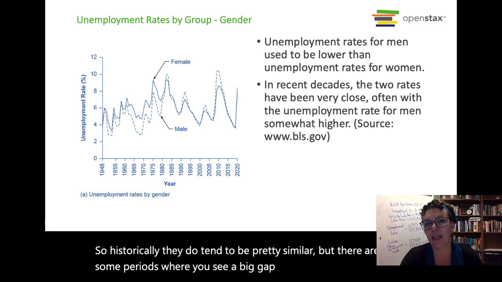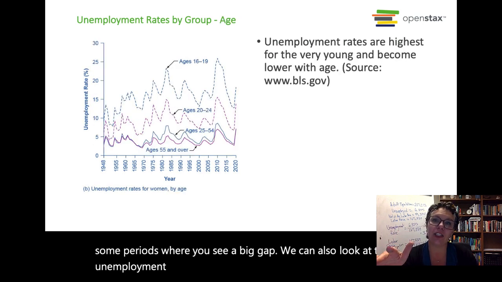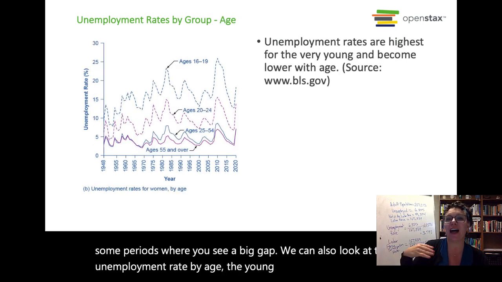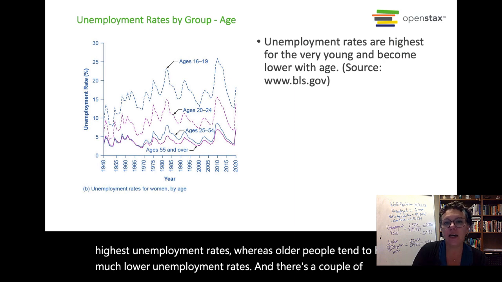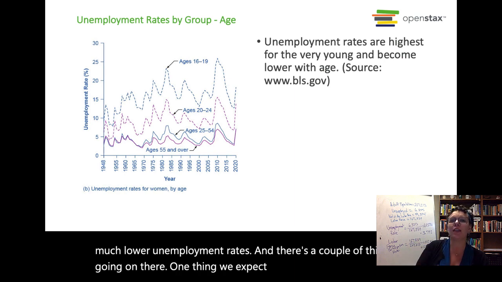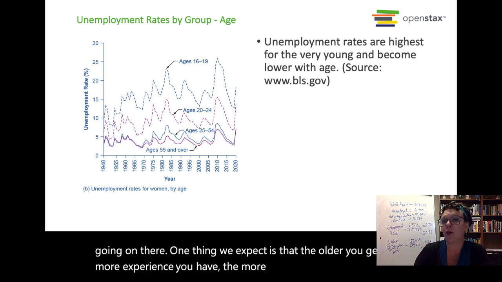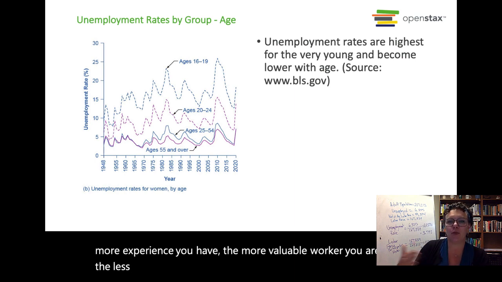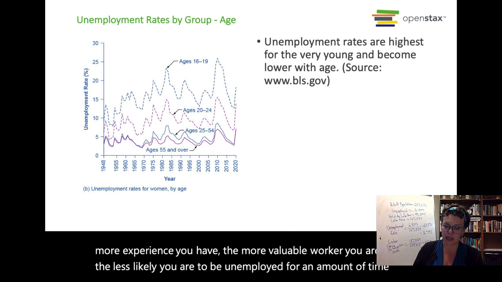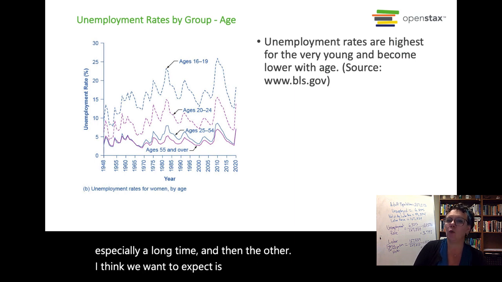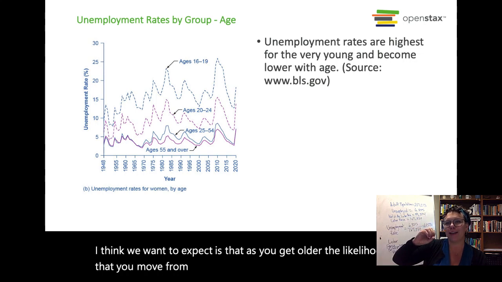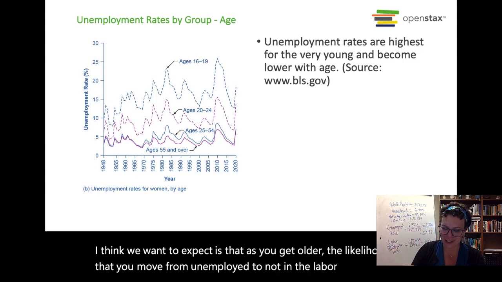We can also look at the unemployment rate by age. The youngest people tend to have the highest unemployment rates, whereas older people tend to have much lower unemployment rates. And there's a couple of things going on there. One thing we expect is that the older you get, the more experience you have, the more valuable a worker you are, so the less likely you are to be unemployed for an amount of time, especially a long time. And the other thing we want to expect is that as you get older, the likelihood that you move from unemployed to not in the labor force is going to increase as you retire.